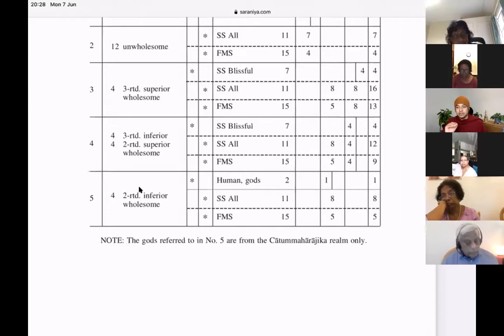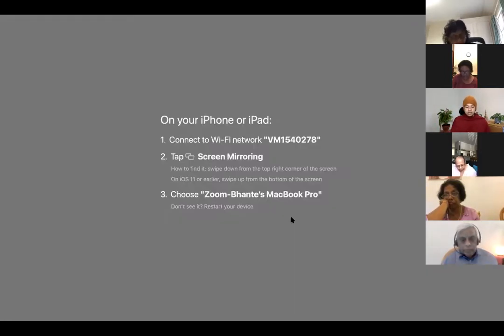Hemamali, you are in thought. What are you thinking about? We are not humans. Human gods. So is that understood? Who are the human gods? So humans and the inferior gods here. And here it says the gods referred to in number 5 are Chatumaharajika realm only. So these are referring to the lower realm gods. Okay. Now, moving on.